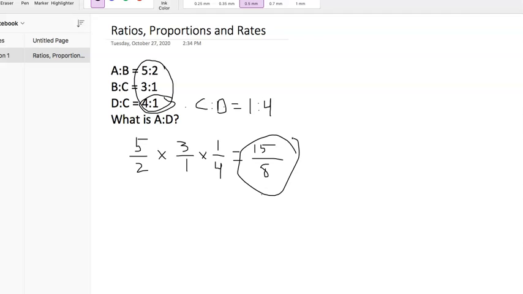15/8. So that's pretty straightforward. As long as you have them in order, you can just multiply them together as fractions. If there's anything in the order that's off, which is what you're probably gonna see on a question, then you just flip them exactly the way that we did.